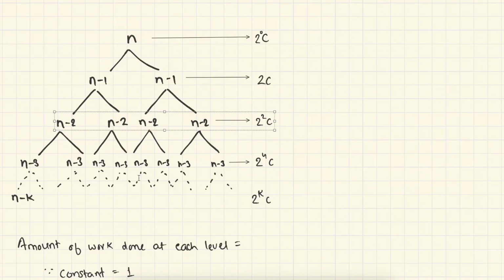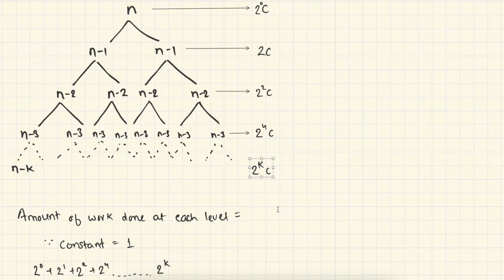Now this process continues till n minus k. How? See, in each level we are reducing n by 1. So we assume that this process continues till n minus k, right? So the amount of work done at the last level is going to be 2 to the power k into c.